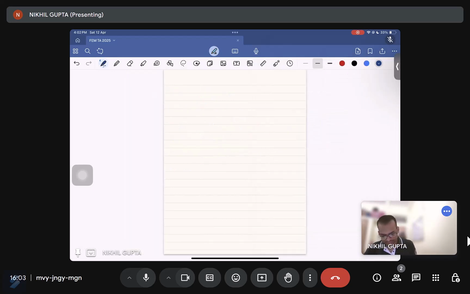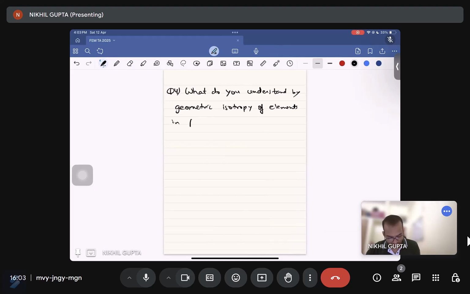Question number 4. This is not a big question. So okay, what do you understand by geometric isotropy of elements in FE mesh? Okay, so we have to discuss what is the meaning of geometric isotropy of the elements.